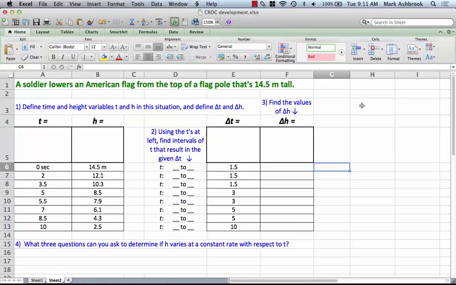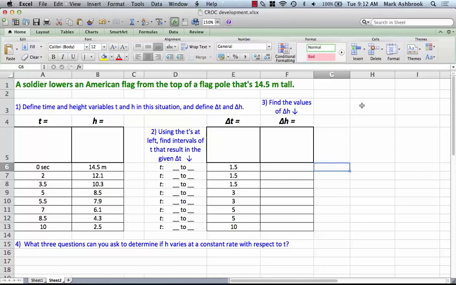We had three criteria for defining variables well. So that's what you're going to do first. And then also define delta T and delta H. What do those mean? That's step one. Step two here is you're going to look simultaneously here at some delta T values and look at the T values over here, and you're going to pick intervals, a starting T and a final T, from these that have this change in T. Is that task clear?